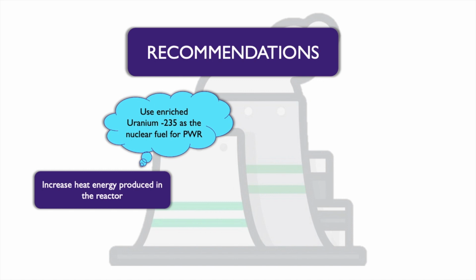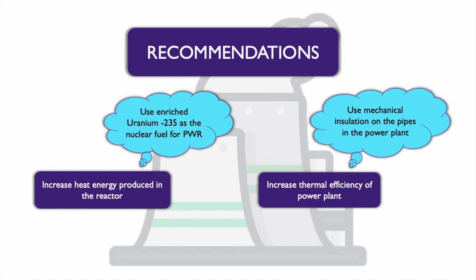The last recommendation is using mechanical insulation on the pipes at the power plant to reduce heat loss and running costs. The network performance will increase by reducing the heat loss, and this will increase the thermal efficiency.